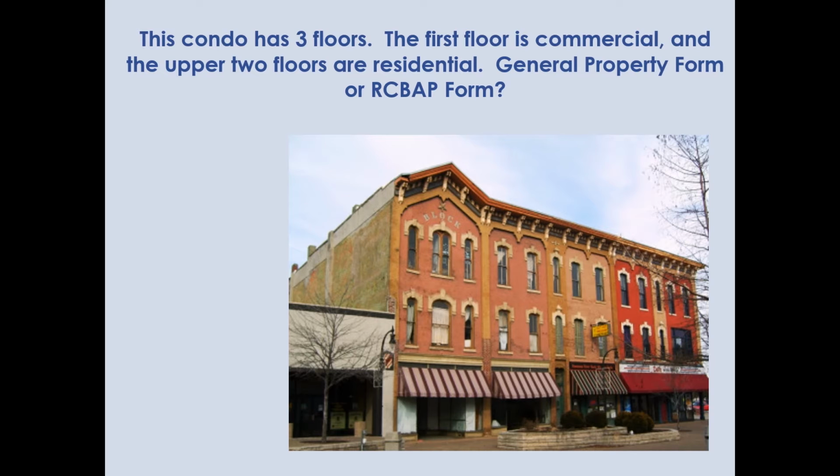Here's an example for you. We have 3 floors. 2 floors are residential, 1 is commercial. We know right away we don't have 75%. This would need to be handled under a general property form. If you got this under an RCBAP, you're going to need to submit an underwriting alert and an action request document to have this amended.